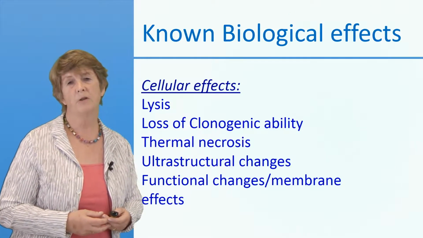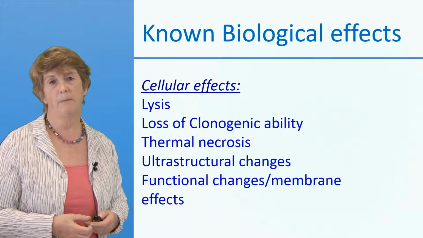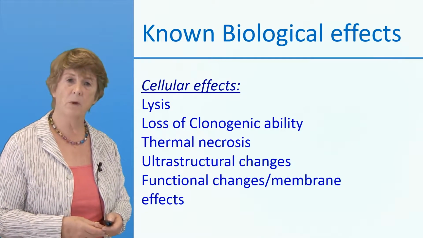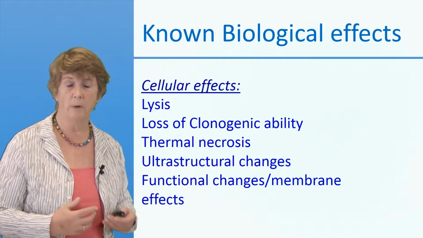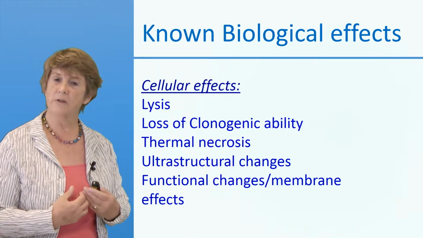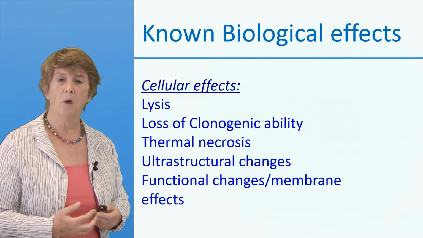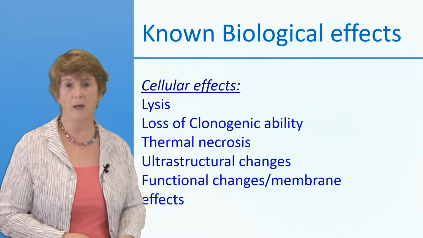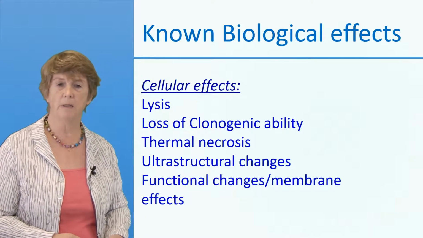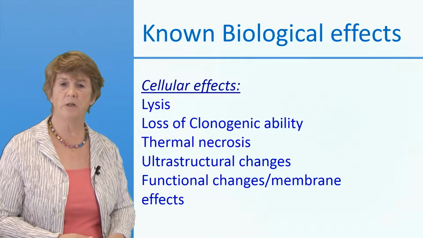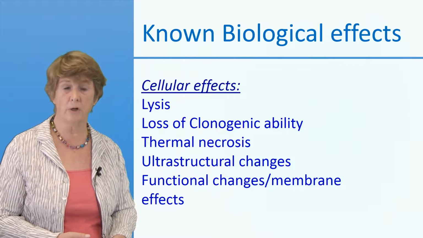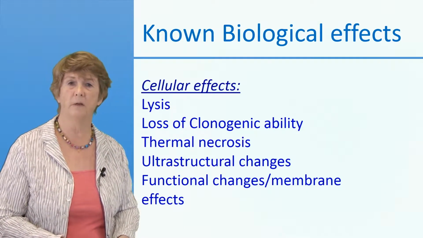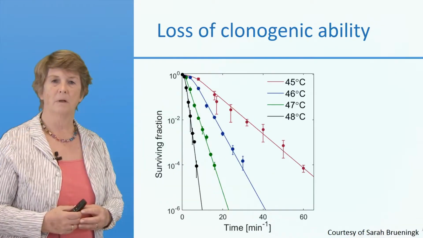So what sort of biological effects might we expect from an ultrasound beam passing through tissue? Well, on the cellular level, we know we get lysis. Where we get inertial cavitation, the cells are completely broken up. We also can affect the cell's ability to divide, so that's the loss of clonogenic ability. We can produce thermal necrosis, we can cause ultrastructural changes, and also we can get functional changes and membrane effects. So let's look at some of these.